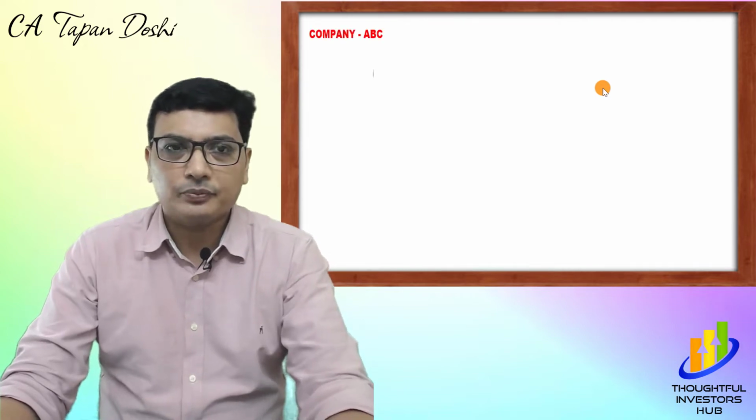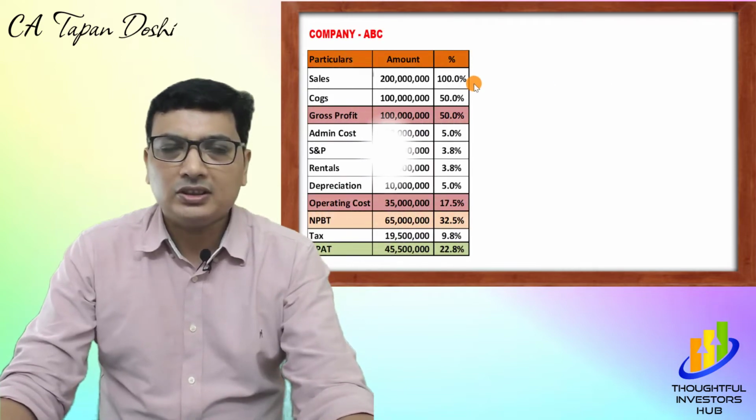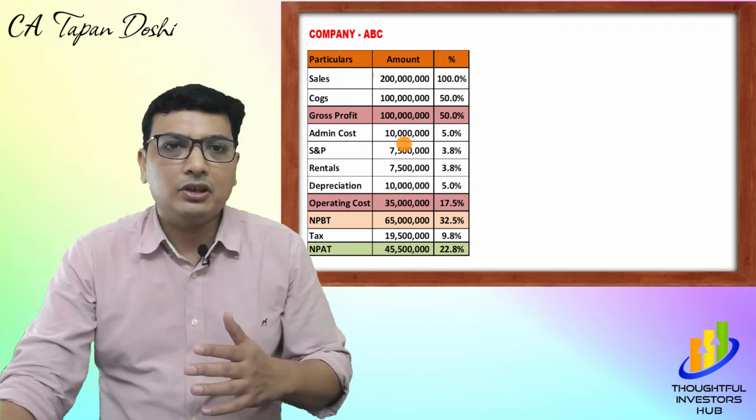So guys, let us go into detail and see how you can use the PE ratio. Let me take one example first. Let us say that there is one company called ABC. Now this is the P&L. The sales is around 20 crores.